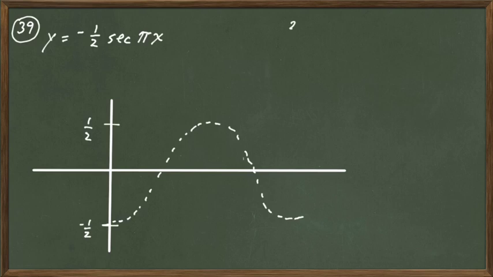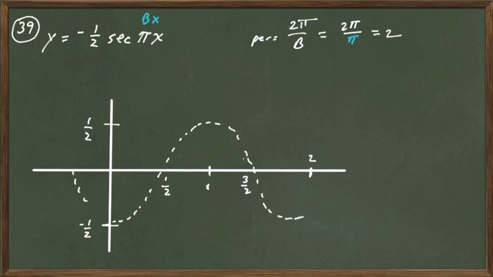And what's the period if it's 2 pi over b? 2 pi over, what is b? Pi. So that makes this period what? 2. So that means this would be 2, right? Halfway would be 1. That would be 1/2. 1.5, right? How about if you extended it this way? Would that be a -1/2?